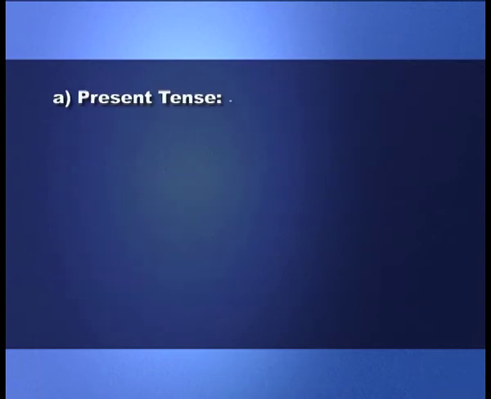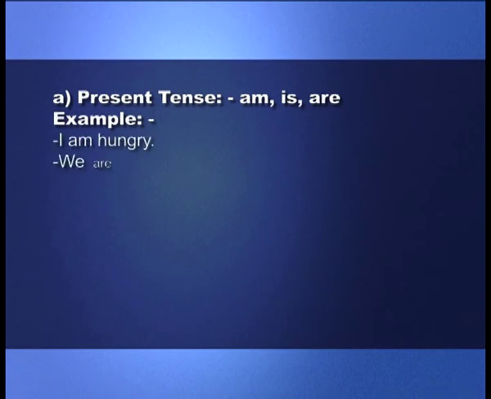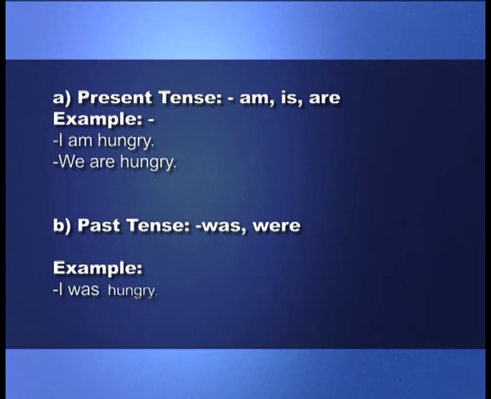A. Present tense: am, is, are. Example: I am hungry. We are hungry. B. Past tense: was, were. Example: I was hungry. We were hungry.